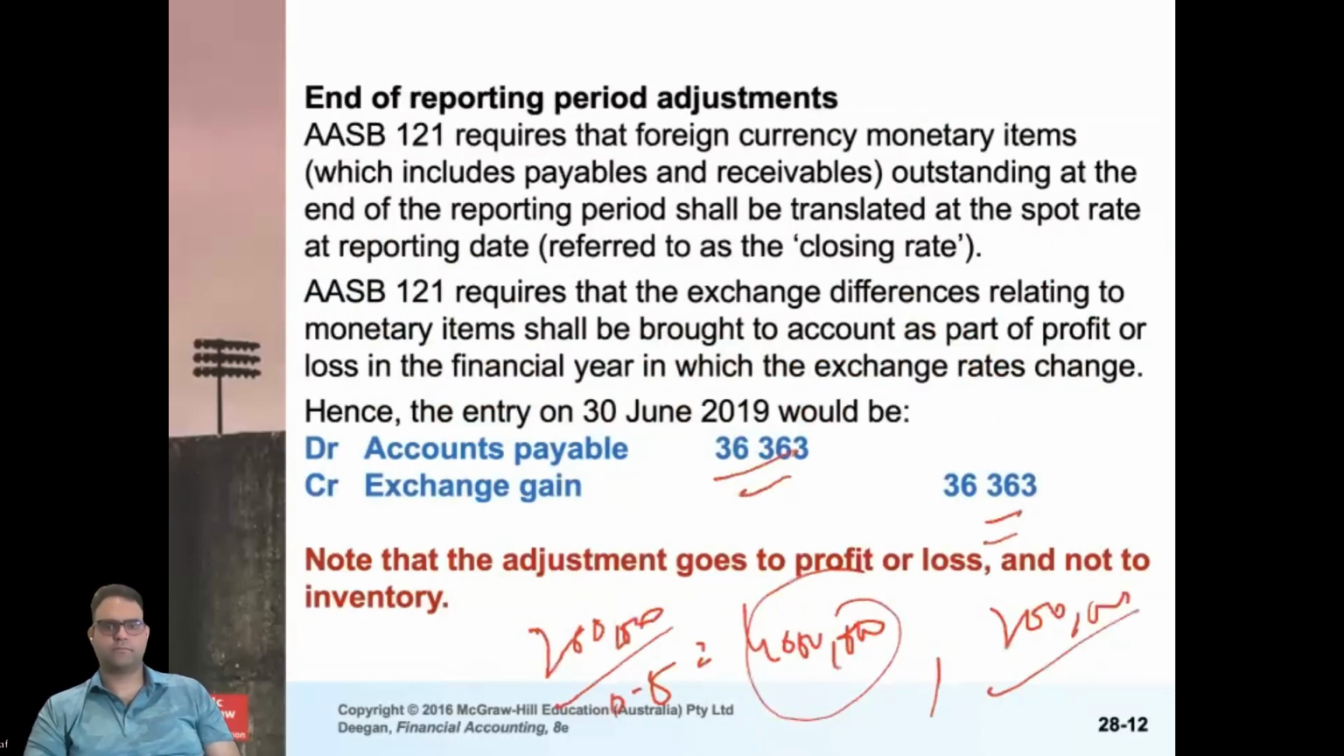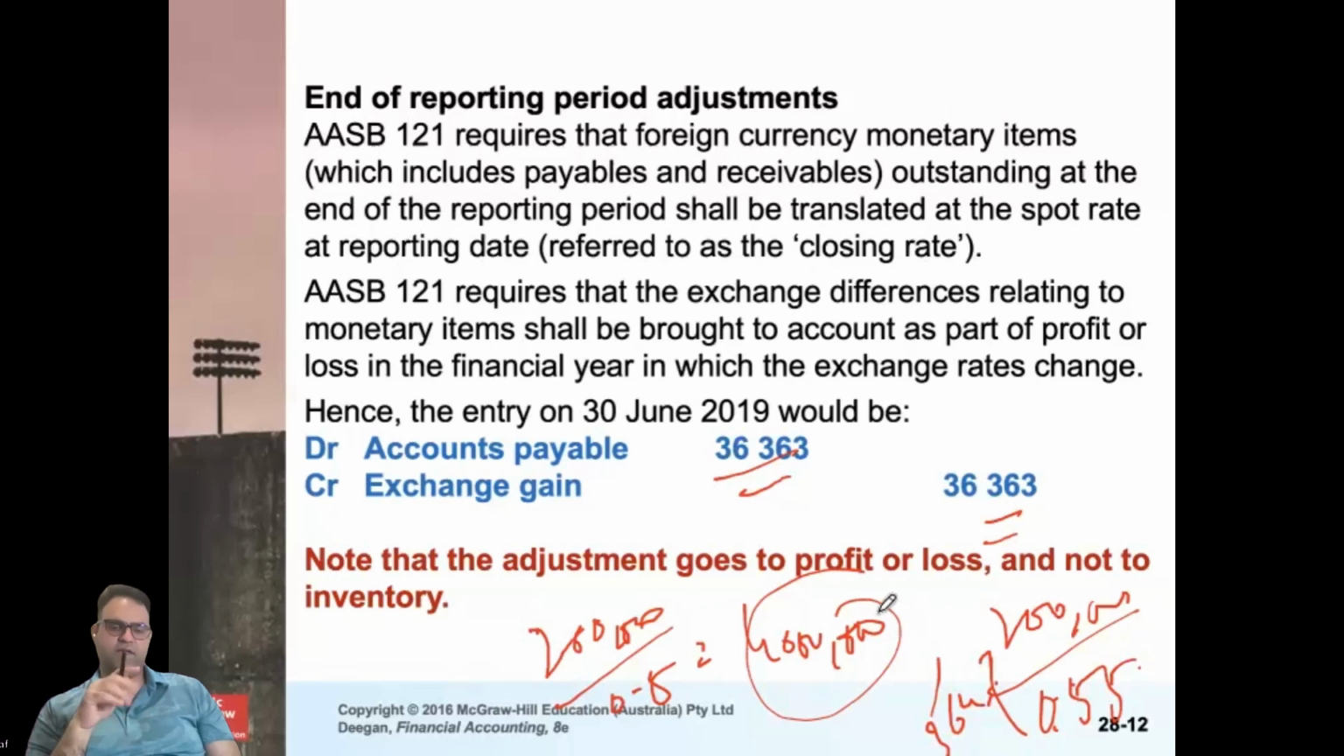So here we need to adjust. At 0.55, once we divide, it becomes 364 something, you can check it out. So we get a gain, and that gain will go to the profit and loss.